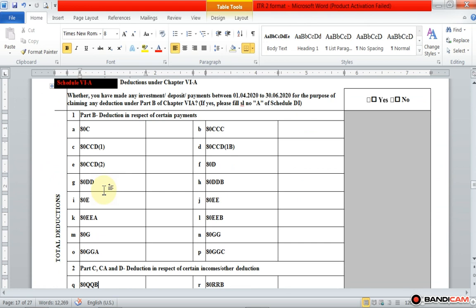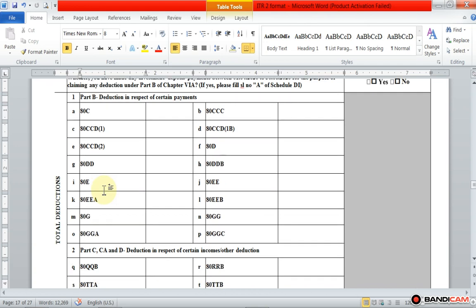Here, Chapter VI-A deduction is divided into two parts, that is Part B: deduction in respect of payment and deduction in respect of income. Deduction in respect of income, we already studied: 80QQB, 80RRB. 80QQB is relating to royalty to authors, and 80RRB is royalty from patents. 80TTA is interest on savings, and 80TTB is interest on savings for senior citizens.